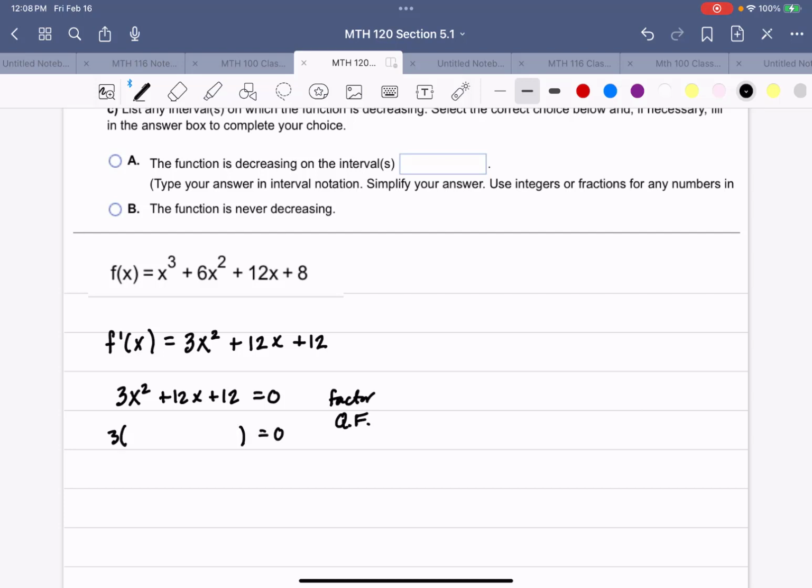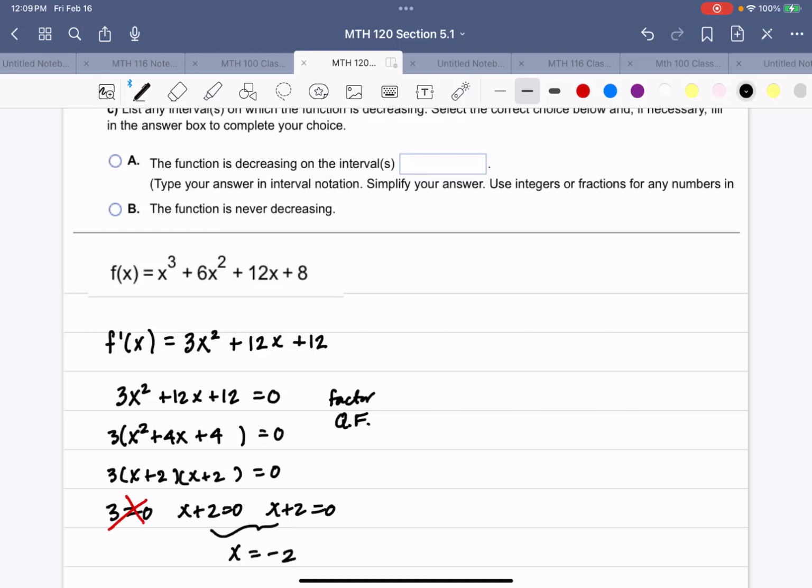If you want to use the quadratic formula, just go out to YouTube and look at a couple of examples. I factor out a 3, I get x squared plus 4x plus 4. This factors into two binomials, x plus 2 times x plus 2. I have 3 factors. I set them equal to 0. The first one results in no values because 3 is never 0. These two result in the same value. X is negative 2. So I have only one critical number.